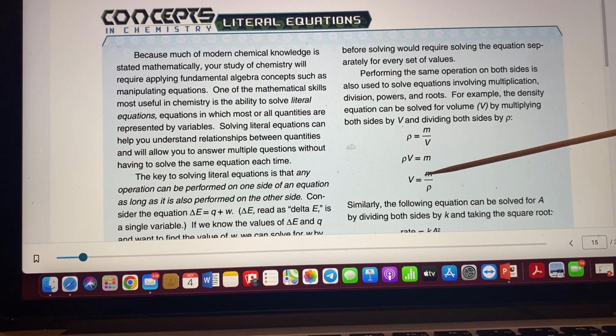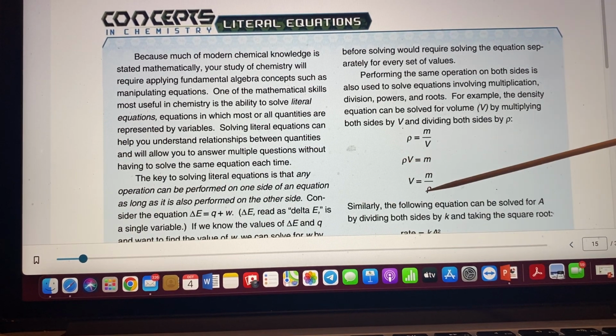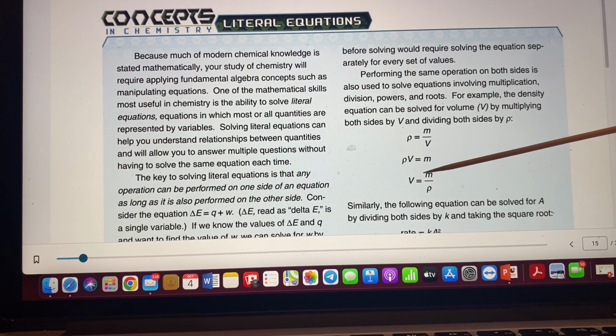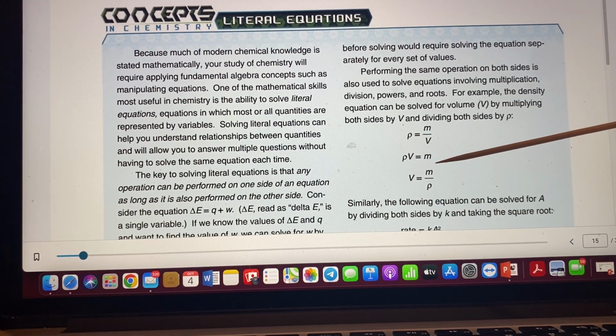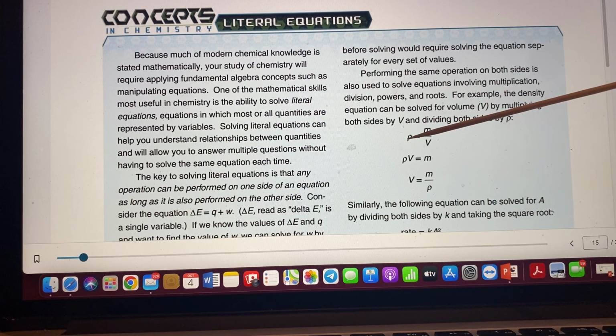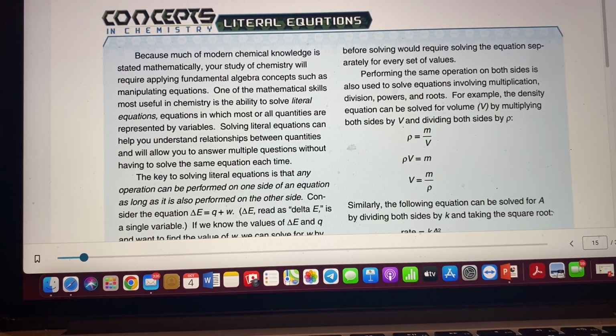And now down here, you have volume. So if you have volume here, you can take the P and put the P on there. So you have volume equal mass over P, over density. Mass over density. So see, all three of these are the same thing. They're only changed around by either multiplying. When you divide on this side, you have to multiply on this side. If you multiply on this side, you have to divide on this side. And so that's the way.